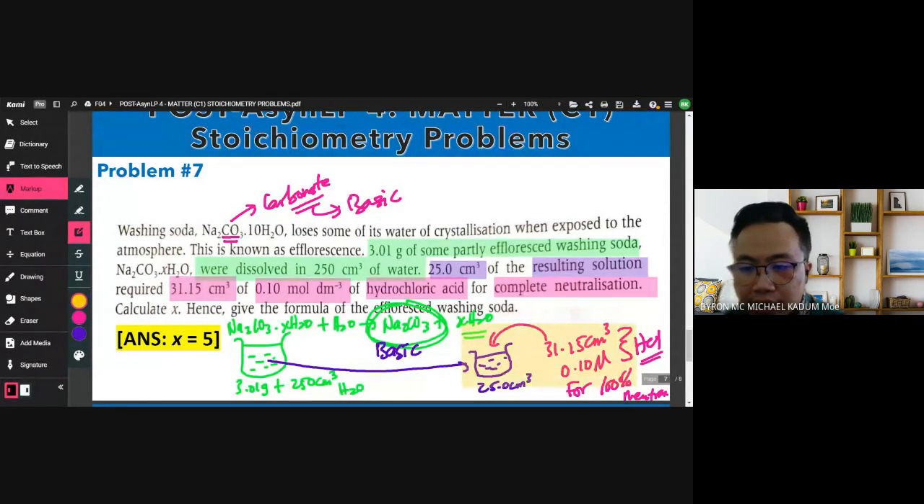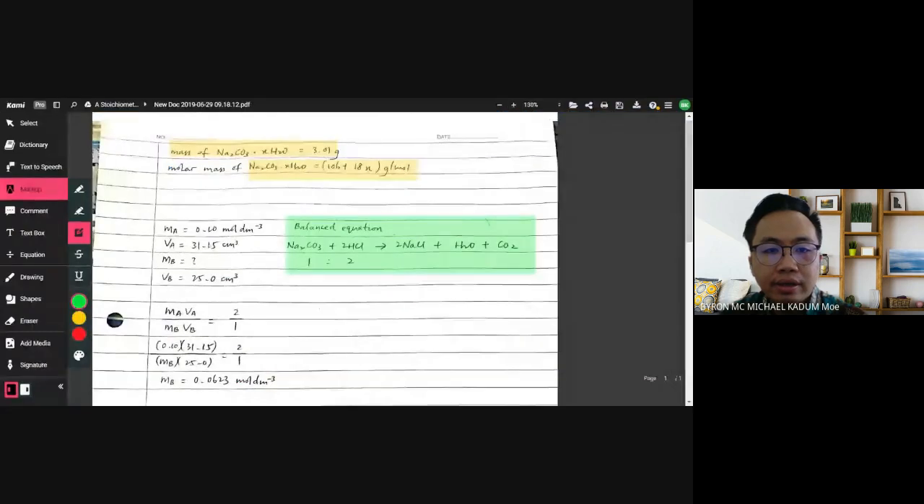Refers to the process in here. Okay, tengok. Ini yang saya highlight kuning. So process 25 centimeter cubic of solution Na2CO3 over here. You add with HCl. The balance equation is this, the one I have highlighted in green. So inilah yang sedang berlaku. Ini penting. This balance equation is very, very important.